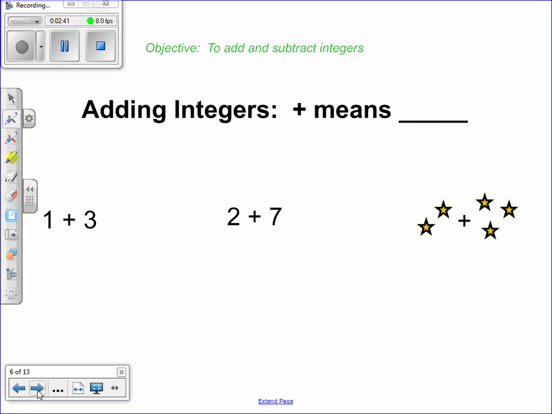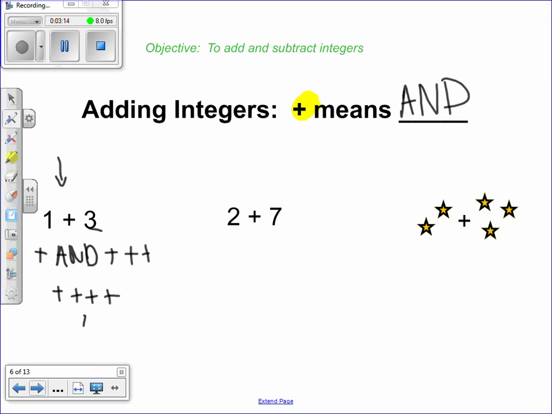All right. Now, the other big thing you need to know before we start actually adding integers is, when you see plus, I don't want you to think plus. I don't want you to think add. I want you to think and. Plus always, always, always means and. Okay? So in this first example, I have one positive and how many more positives? 3. Now I wouldn't walk around saying I have 1 and 3. I just say that altogether I have 4 positives.